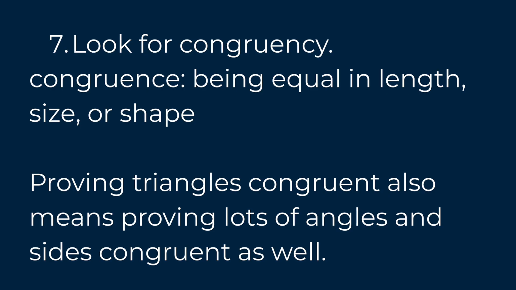Look for congruency. Now, I've been saying this word congruence. What does it mean? It means being equal in length, size, or shape, or length, size, and shape. 2 congruent triangles have the same shape and the same size. They have the same area and the same perimeter. They are equal in every way. The only difference is that they are in different places. Proving triangles congruent also means proving lots of angles and sides congruent as well, because any two congruent triangles will have the same sides and angles.